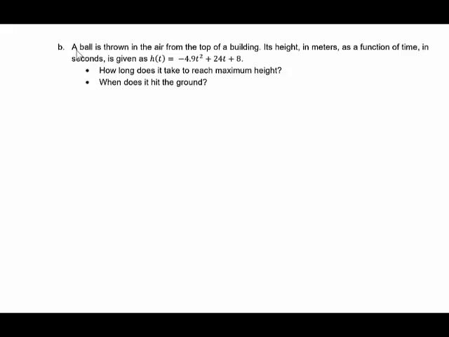And let's take a look at another example. A ball is thrown in the air from the top of a building. Its height in meters as a function of time in seconds is given as h of t is equal to negative 4.9 t squared plus 24t plus 8. In the first part of the question, it says, how long does it take to reach maximum height?